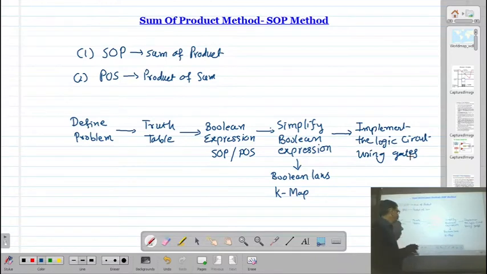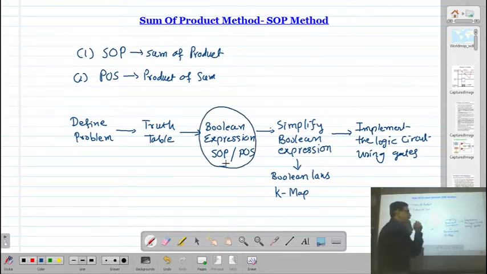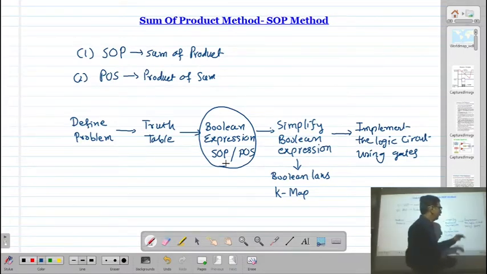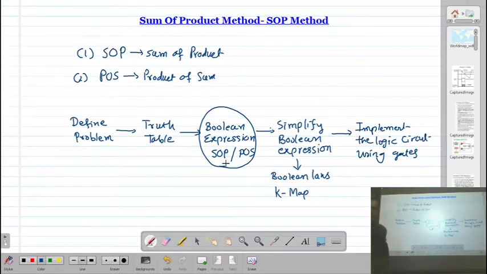So again, the first step is to define the problem. According to your problem, you prepare the truth table. From the truth table, you write a Boolean expression. Particularly in this lecture, we will discuss how to write the Boolean expression. Once you have the Boolean expression, you can simplify it using Boolean laws or a Karnaugh map, and then implement it in a logic circuit using logic gates. Okay? Now let us see how to write the Boolean expression.